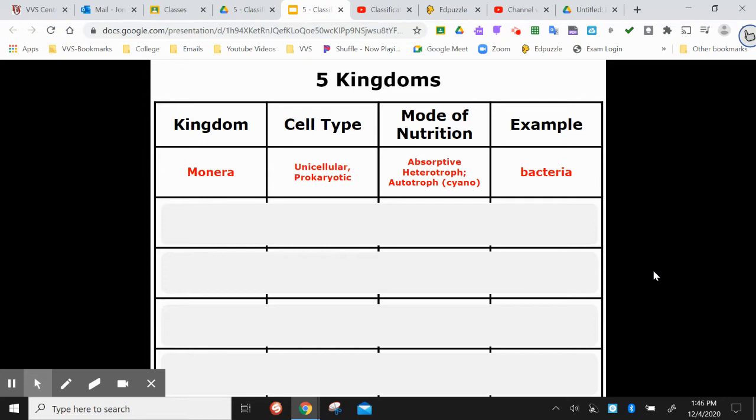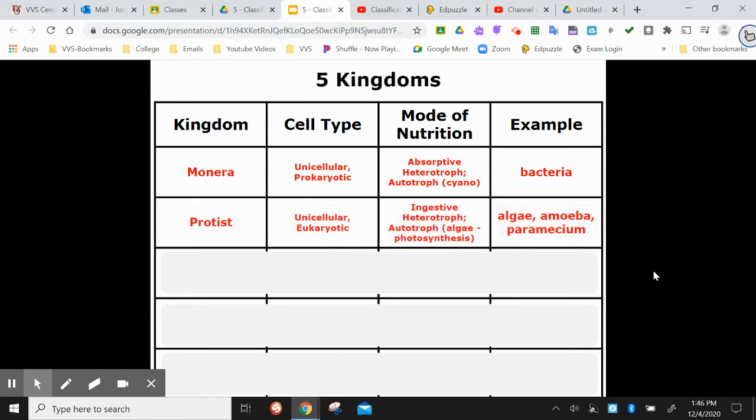The only difference is cyanobacteria are actually autotrophs. They're very similar to algae plants. They can perform photosynthesis and make their own food. And an example there is bacteria.